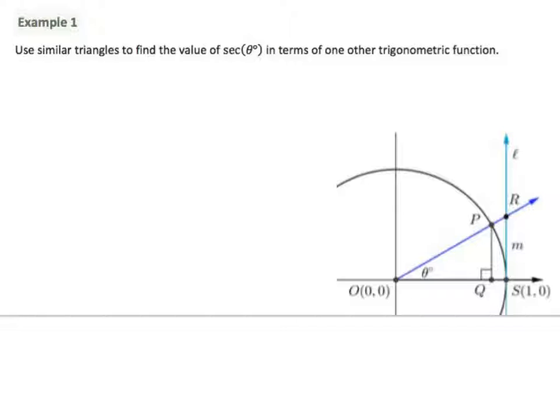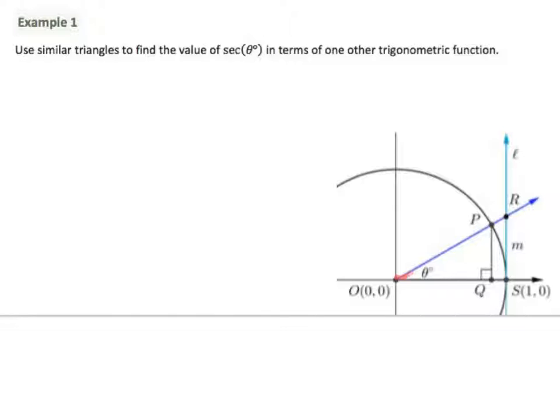Okay, let's try example 1. Use similar triangles to find the value of secant theta in terms of one other trigonometric function. I copied this back into our slide. Let me highlight this and then I'll delete it.